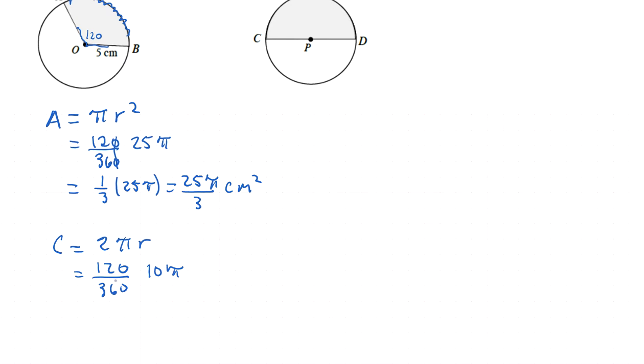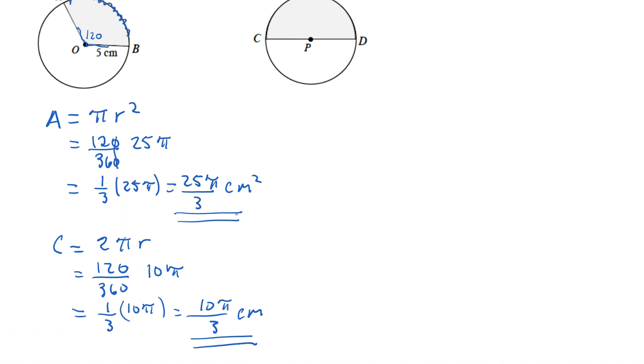And so now we know these are all multiplied together, so we're reducing. And so 120 over 360 reduces to 1/3, and then we have times 10 pi. And so this ends up being 10 pi over 3, which is our exact answer. And we're talking about circumference, so that is just centimeters. All right, so we've got our arc length and our area.